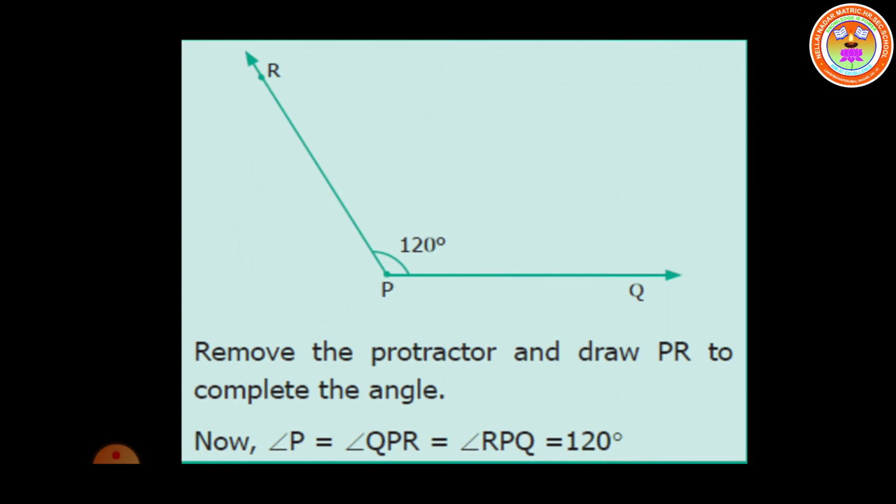Then remove the protractor and draw PR to complete the angle. We have to join the points P and R by a straight line. Now the angle P or the angle QPR or the angle RPQ is equal to how you draw? How much you draw the angle? 120 degree. Next, we will see the exercise sums.